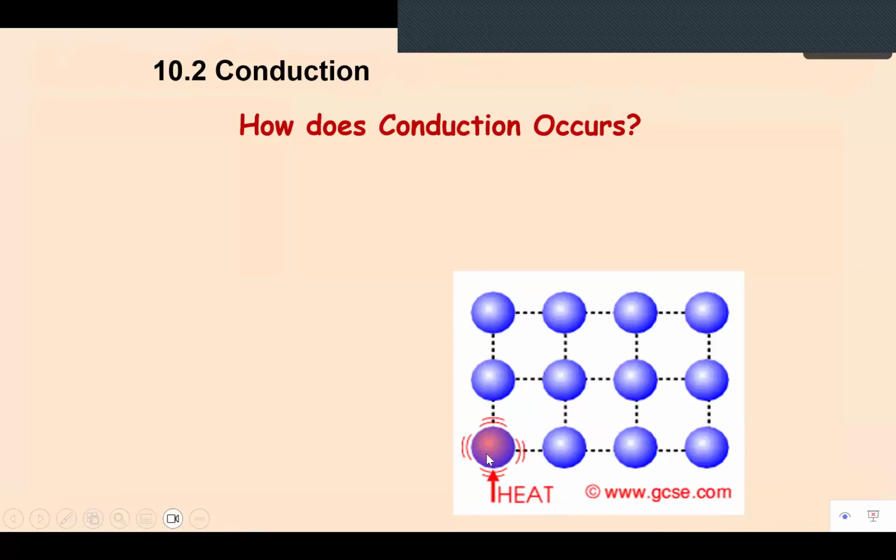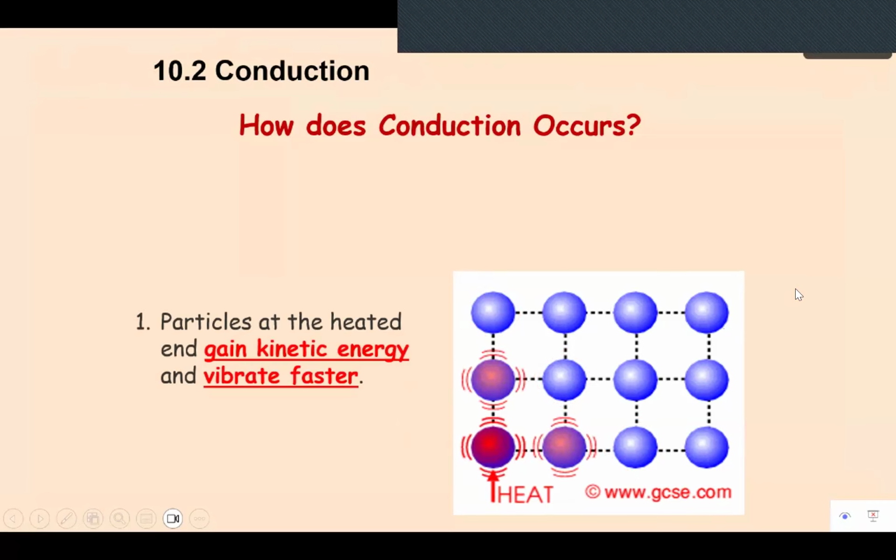You can see I heat these particles. These particles are in contact with the heat source. They will start to gain kinetic energy, vibrate faster, and then collide with the two neighboring ones. Then the two neighboring ones will also start to gain kinetic energy, vibrate faster, and collide continuously with the next ones. Eventually, the energy will be passed all the way to the other end.